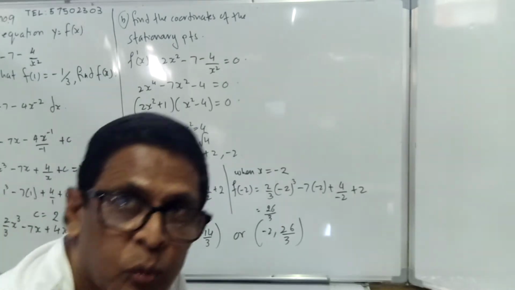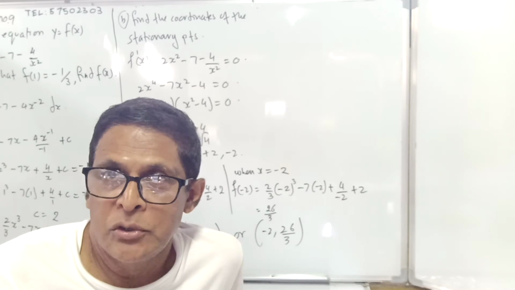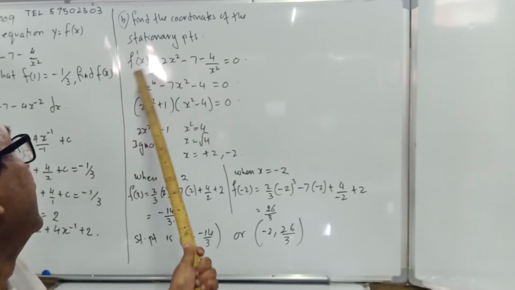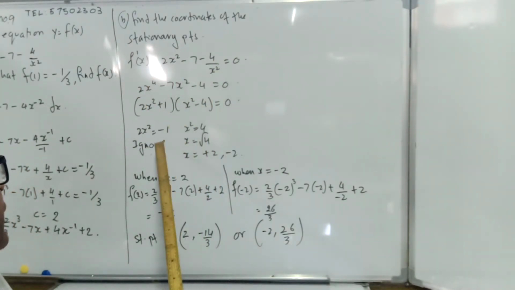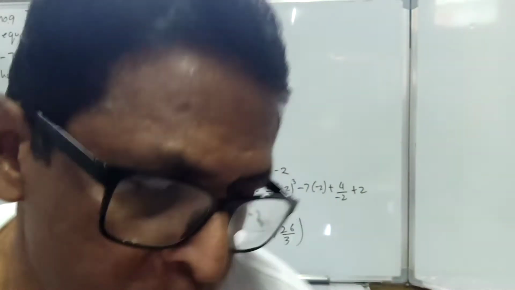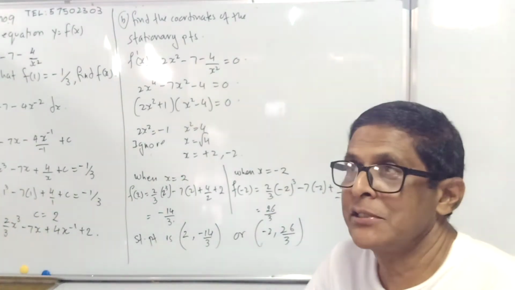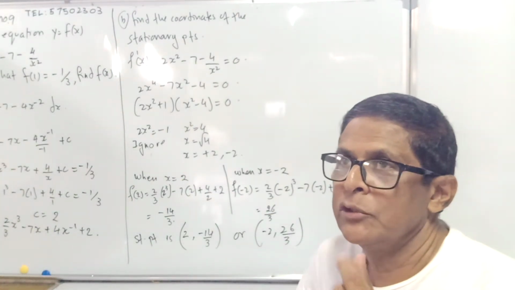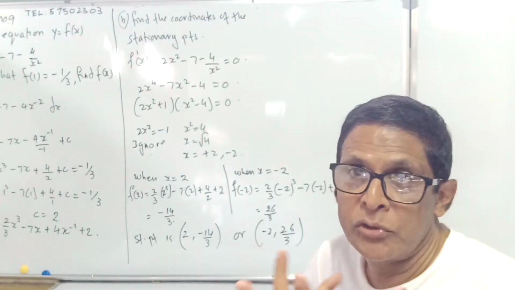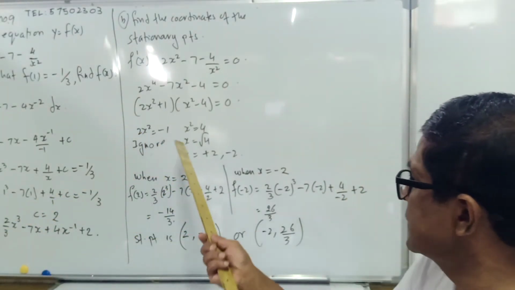Now, for a stationary point, what should you do? For a stationary point, you have to put dy by dx equal to 0. So you put f dash x equal to 0. Now, f dash x equal to 0, you factorize. This you ignore. Why do we ignore this? Because the root of a negative has no real solution. It is imaginary. So we ignore this.